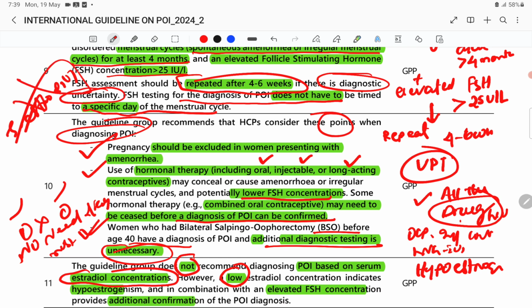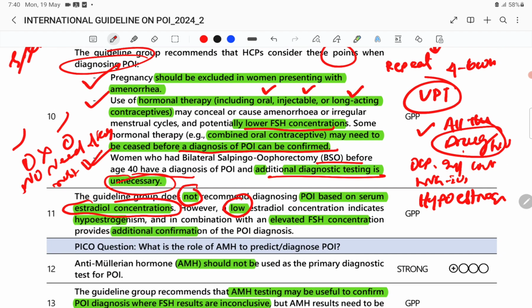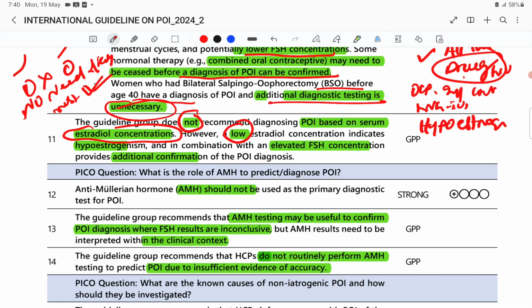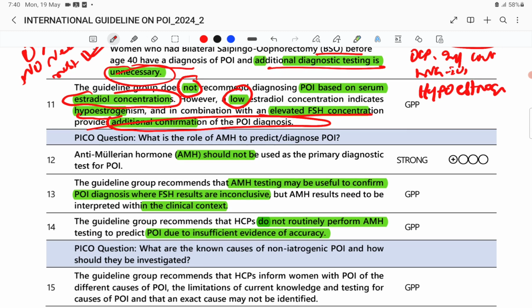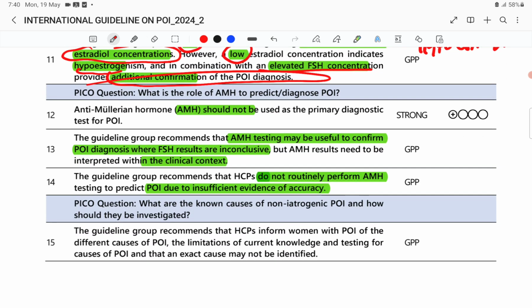Don't do estradiol to get a diagnosis of POI, but if you get a low estradiol concentration, it indicates hypoestrogenism. In combination with elevated FSH concentration, it provides additional confirmation. It is usually not recommended, but you can do an estradiol level for additional confirmation to get a POI diagnosis.